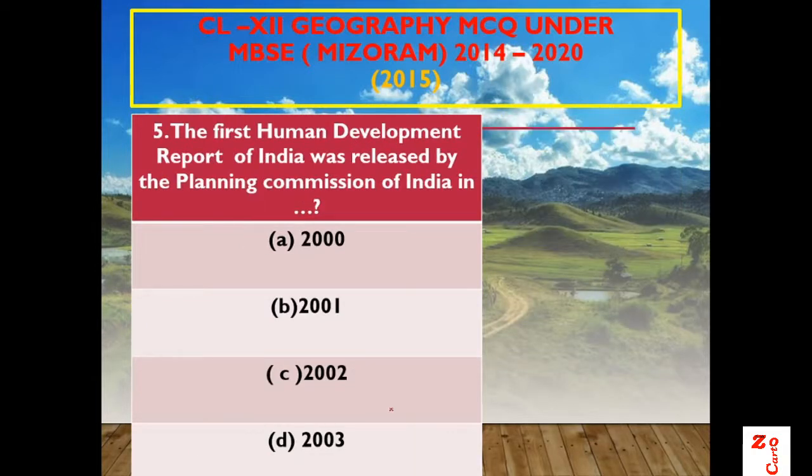The first human development report of India was released by the Planning Commission of India in A. 2000, B. 2001, C. 2002, D. 2003. C.